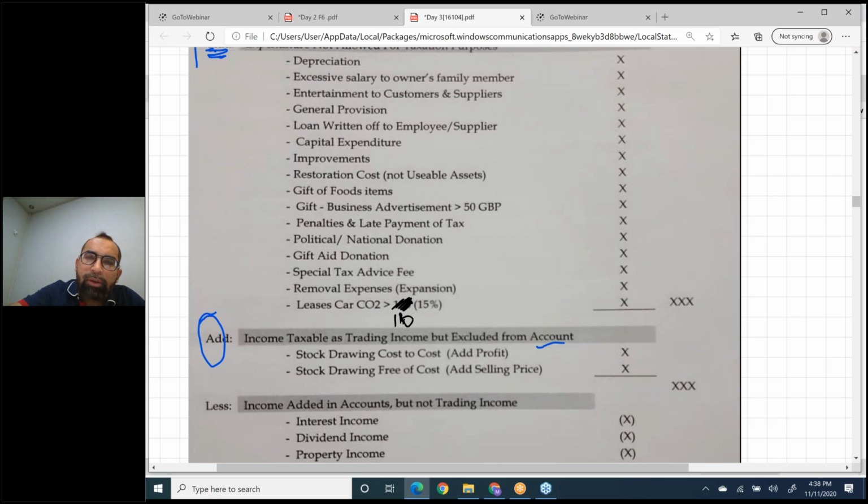It happens sometimes we take goods out of our stock and we go home. So normally there are two policies of traders. Some people take goods home cost to cost, and some people take goods home free of cost without paying anything. The rule of the tax department is that even if you are transferring goods to your own home, they will treat it as if you have sold at the normal market selling price. So the two cases may come if you look at here. If you have taken stock home cost to cost, then you just have to add the profit.